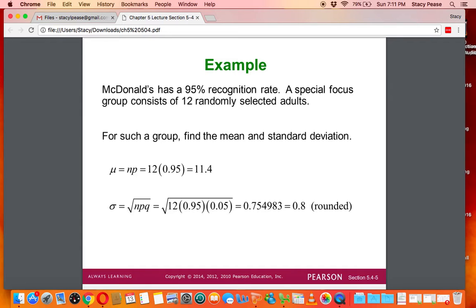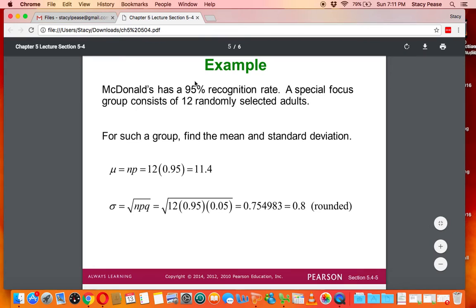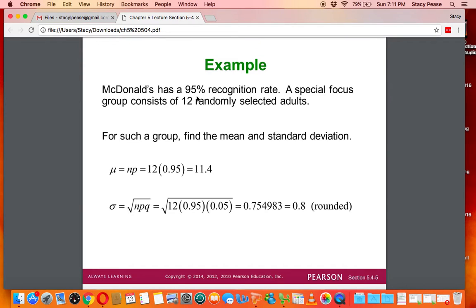McDonald's has a 95% recognition rate. A special focus group consists of 12 randomly selected adults. For such a group, we want to find the mean and the standard deviation. As a refresher, our mean is found by doing the number of trials times our probability of success. We're given in the problem that there are 12 adults, so that's our n. And 95%, divided by 100 to turn it into a decimal, is 0.95, our probability of success. When you do out that math, you get that your mean is equal to 11.4.